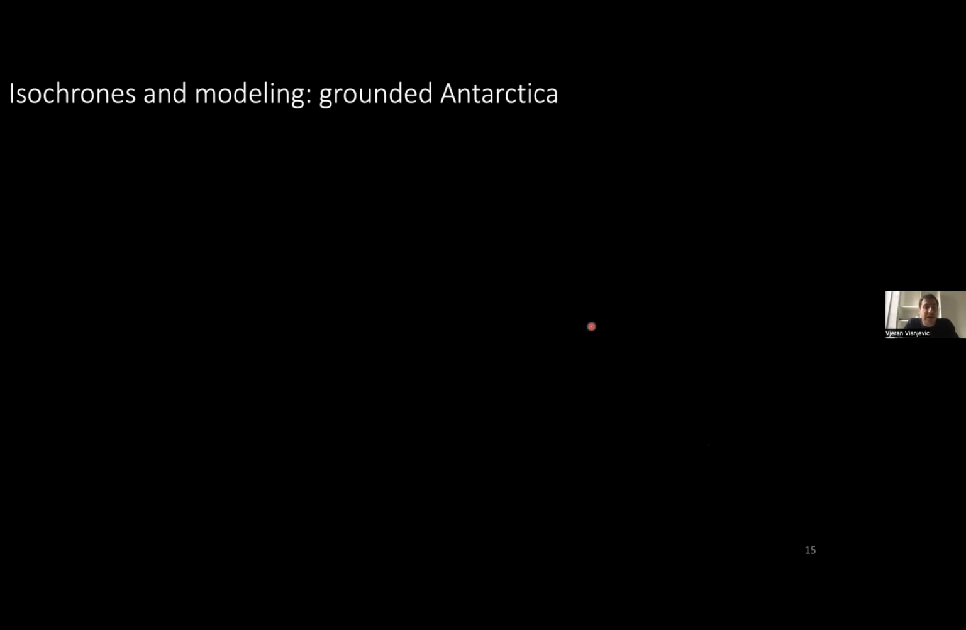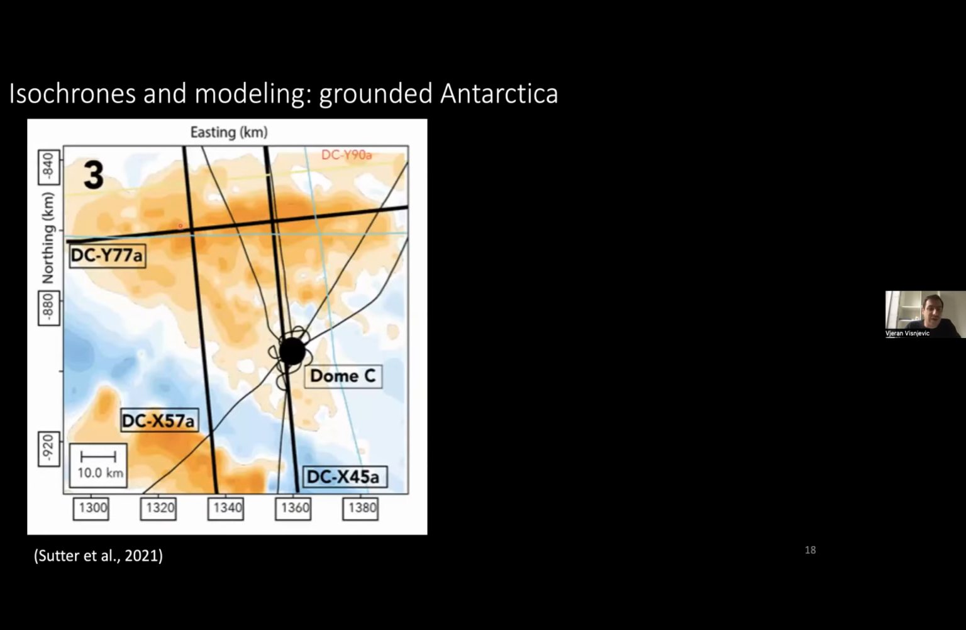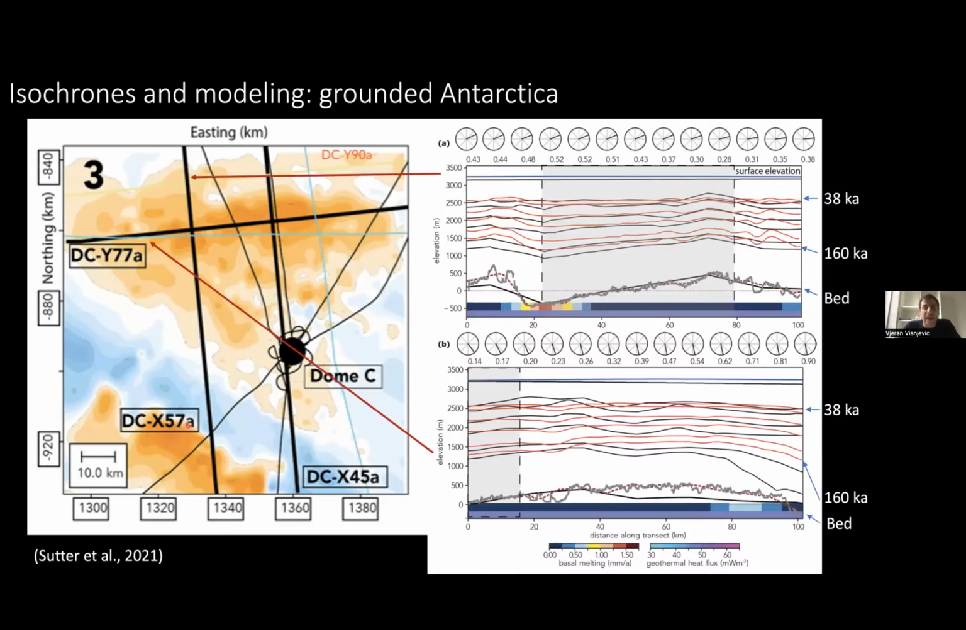In the case of Antarctica, Antarctica is much larger than Greenland, so we don't have that many radar transects. We have a lot more than this, but I'm showing you here a study by Sutter et al. in 2021, where they did a 200,000 year run, and they modeled the stratigraphy of all of Antarctica, and then compared it with the transects they have connected with ice cores. I will zoom in on one particular area in Dome C, so you can see how these results look. And they show results for 2 transects, DCY77A and DCX57A. This is quite a large figure, but I'll try to quickly break it down just so you get a sense of what's happening.